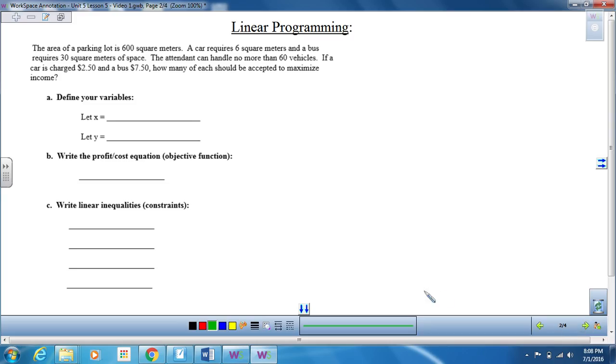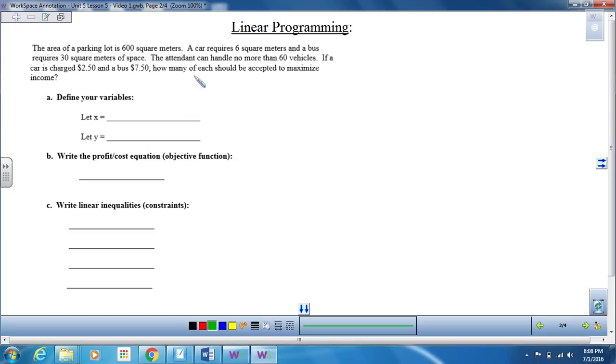Okay. So linear programming is about maximizing profit or minimizing cost. So let's look at this problem. The area of a parking lot is 600 square meters. A car requires 6 square meters and a bus requires 30 square meters of space. The attendant can handle no more than 60 vehicles. If a car is charged $250 and a bus $750, how many of each should be accepted to maximize income? Income is the same thing as profit.